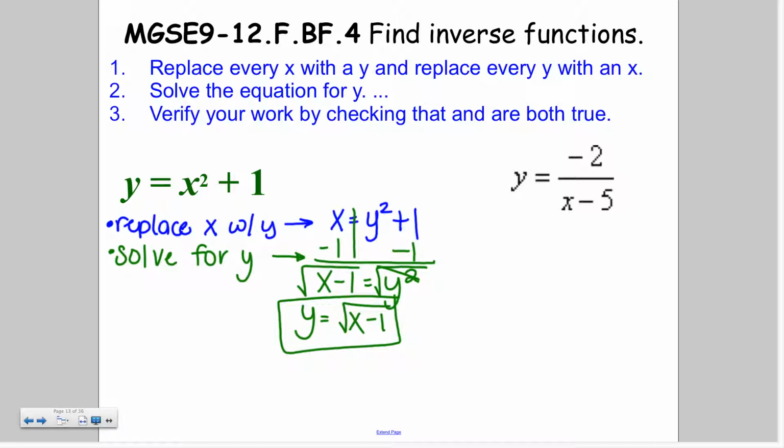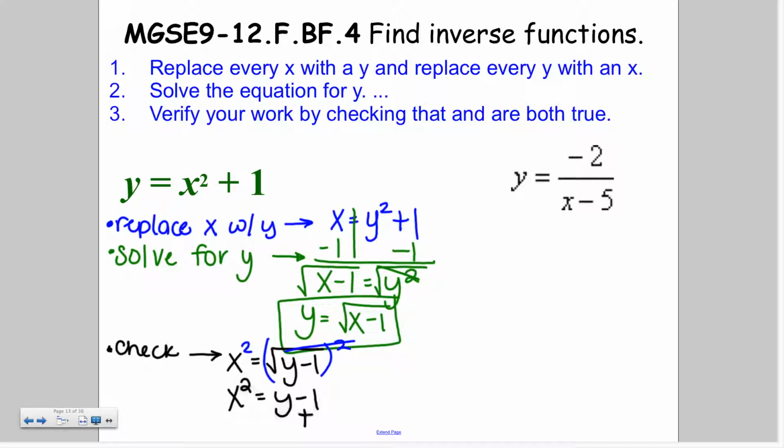Okay? Now, our third step is to check it. So we're going to do steps 1 and 2 again. We replace x and y. X is equal to the square root of y minus 1. Now, in order to get rid of the root, we have to do the opposite, which is square. If we do it to one side, we have to do it to the other. So that's going to leave us with x squared is equal to y minus 1.